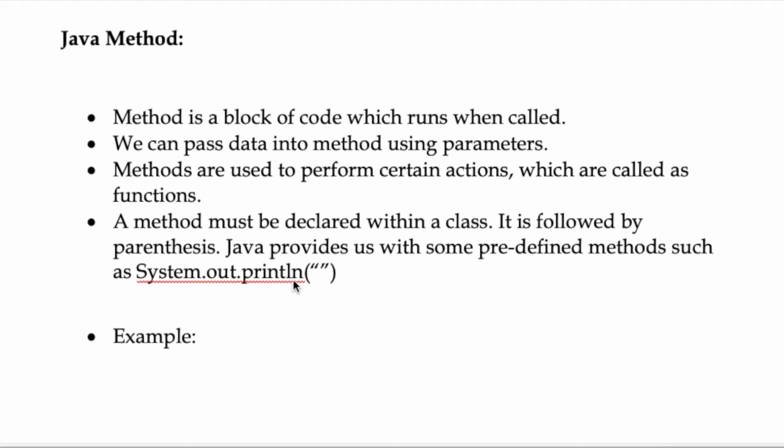So first of all, we need to know what a method in Java is. A method is a block of code which runs only when we call it. It will not run unless we declare it somewhere or call it in a specific piece of code. We can pass data into the method by using parameters. Parameters will be discussed deeply in the next video.